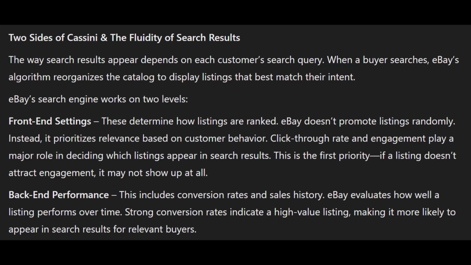eBay's search engine works on 2 levels. Front-end settings. These determine how listings are ranked. eBay doesn't promote listings randomly. Instead, it prioritizes relevance based on customer behavior. Click-through rate and engagement play a major role in deciding which listings appear in search results. This is the first priority. If a listing doesn't attract engagement, it may not show up at all.